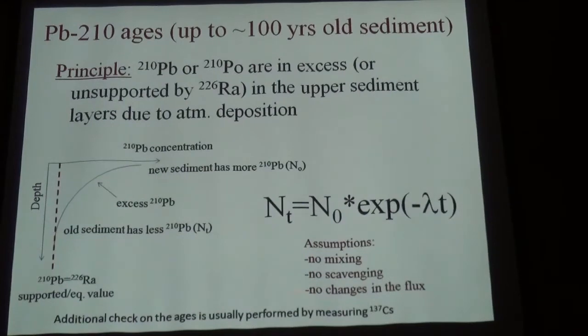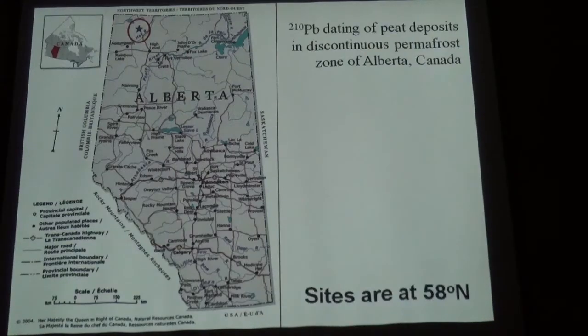We can then assign ages to these sediments. Usually when we do this, we also use the peak of cesium-137, which is around 1965, when we had the peak of nuclear bomb explosions, to reference these dates that we calculate with the lead-210 method. So I'm going to show you an example of dating peat accumulation rates in Alberta, Canada.